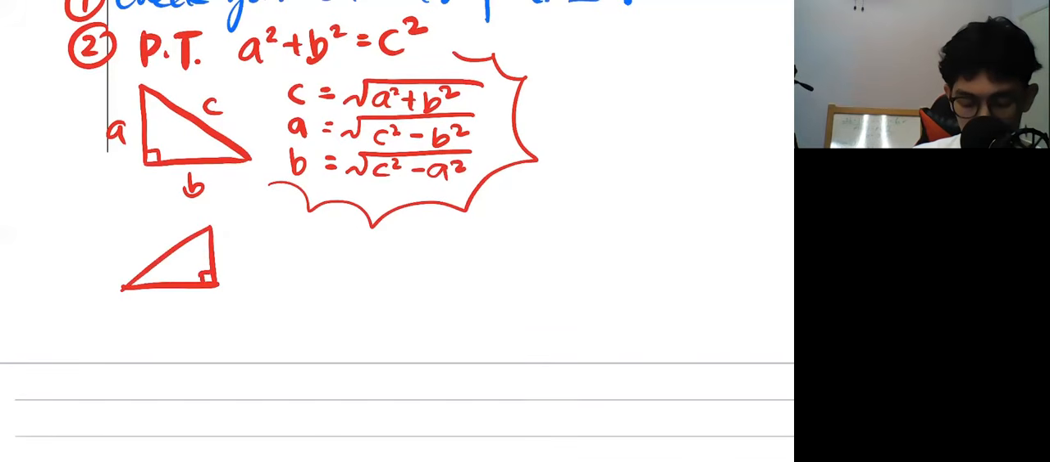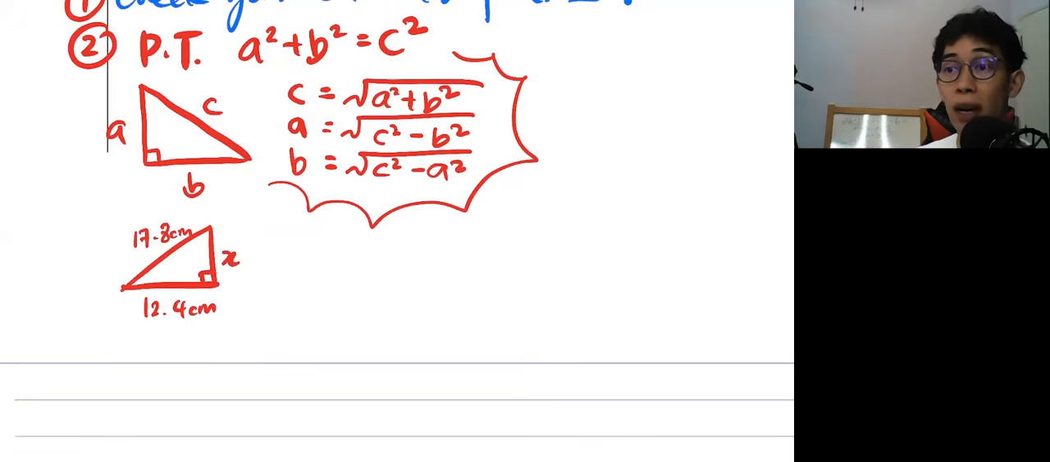So that's my 17.8 cm, and that's my 12.4 cm. Get me the X answer. I want the final answer in 2 decimal points. Make sure you round off.